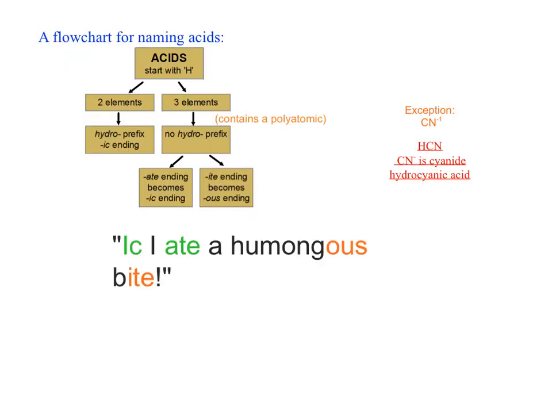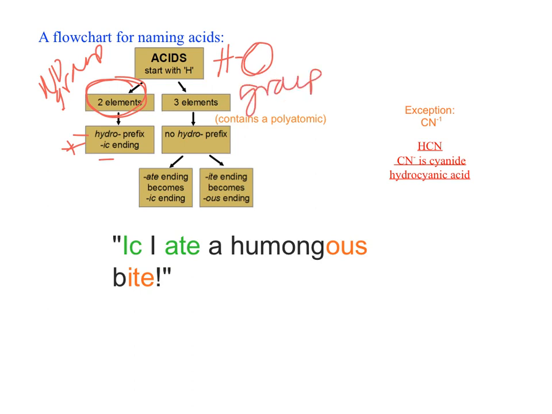So here's a diagram to kind of look at what we just broke down. All acids start with an H, and then you have to look at what's attached. If it's just one other element, I call it there's no group, then you're going to do hydro-stem-ic acid. That's how you're going to name it. If there is a group, so more than two elements total, you're going to drop the hydro. Ate goes to ic, ite goes to ous.